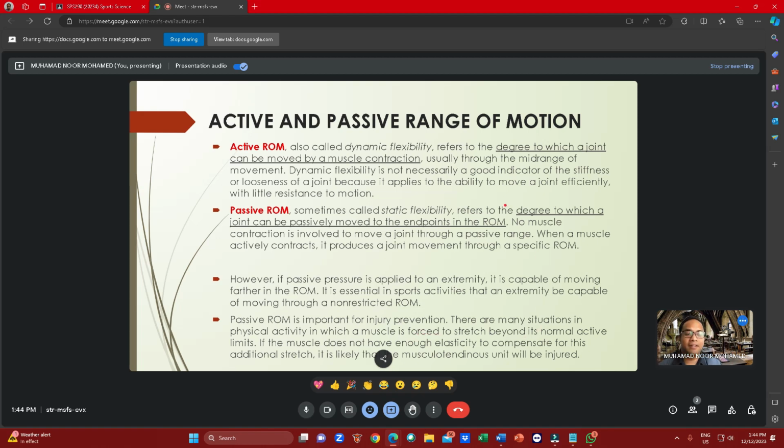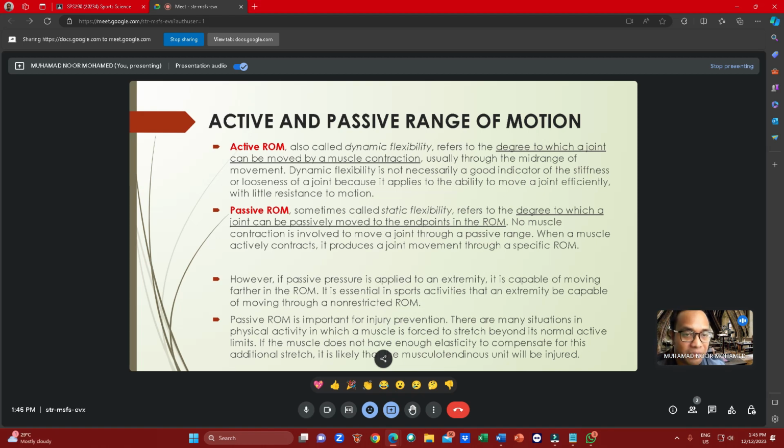When we talk about active and passive range of motion, for example, if we move our hand like this through the range of motion, this is known as active range of motion because it involves the degree to which a joint can be moved by muscle contraction, so by the contraction of the bicep. However, when we reach a certain area where it can't move anymore, and we use another hand to pull it further behind, we add on after the full range of motion a bit more, by your own hand or by others.